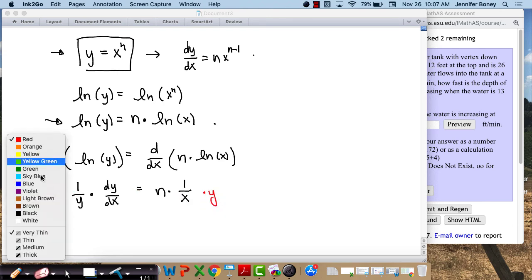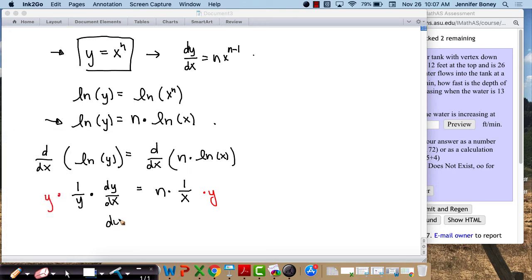And if I do that, what I get is dy dx equals n times, well, 1 over x times y. Now, y is equal to x to the n. So I could write it as n times 1 over x times y. That doesn't look like the rule that we had before.